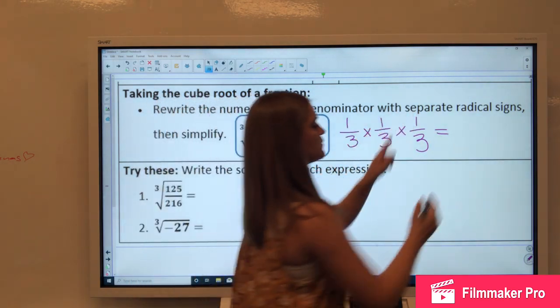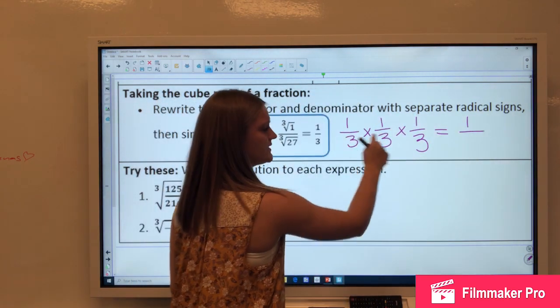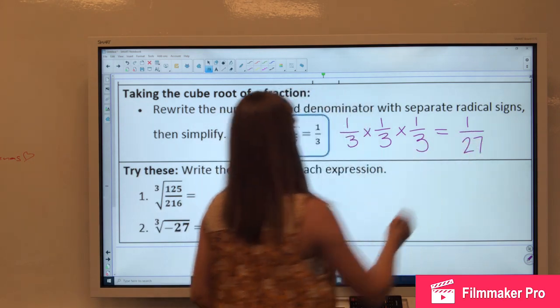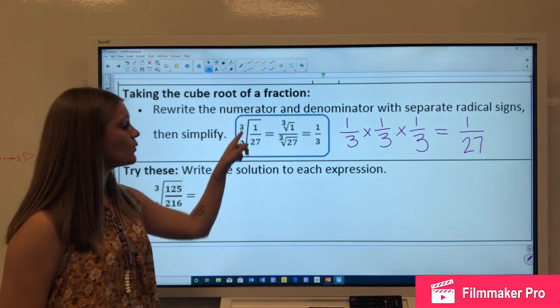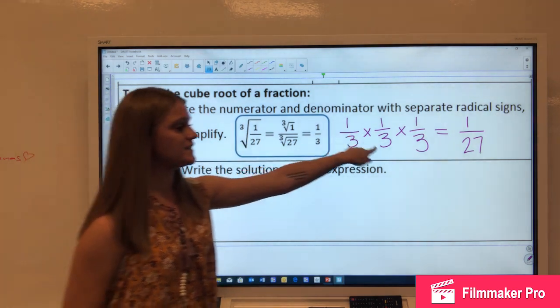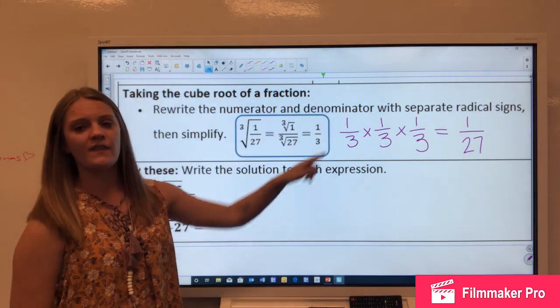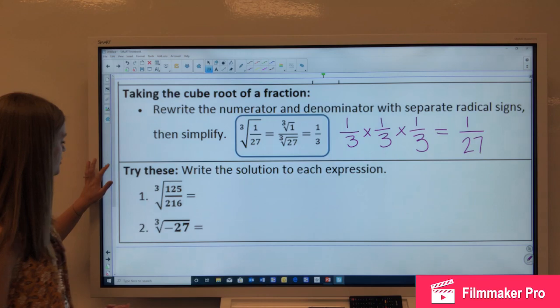So 1 times 1 times 1 is 1. 3 times 3 times 3 is 27. So that means we did that correct. Because what number times itself 3 times gives us 1 over 27? That would be 1/3. All right, just 2 practice problems.